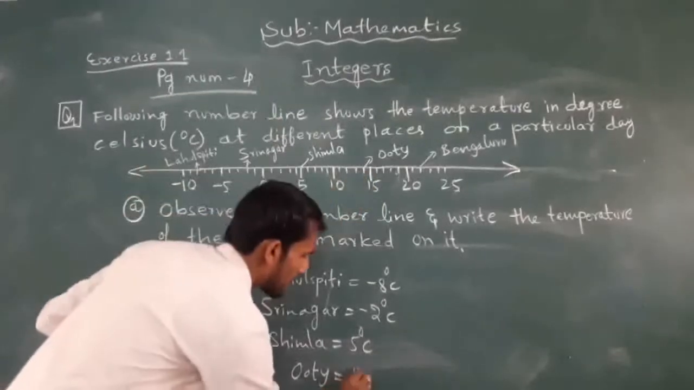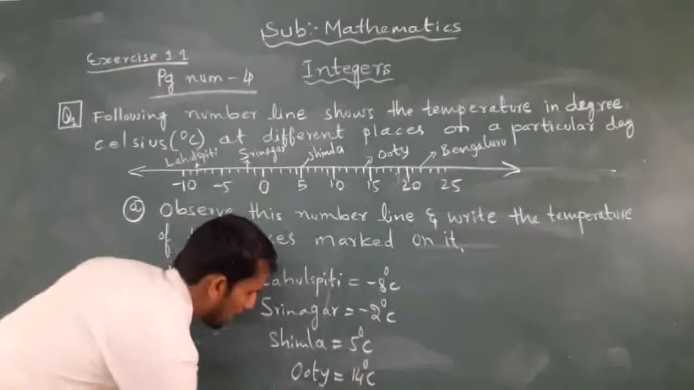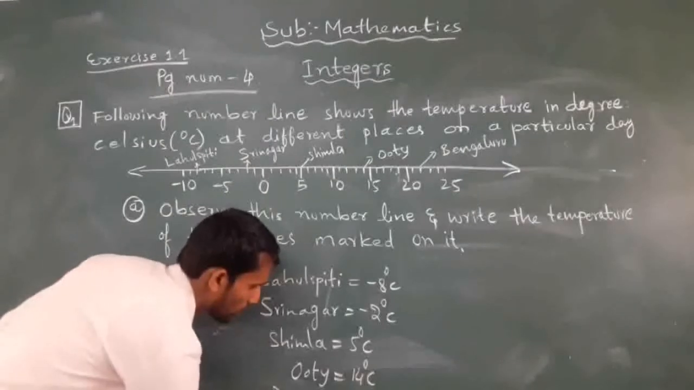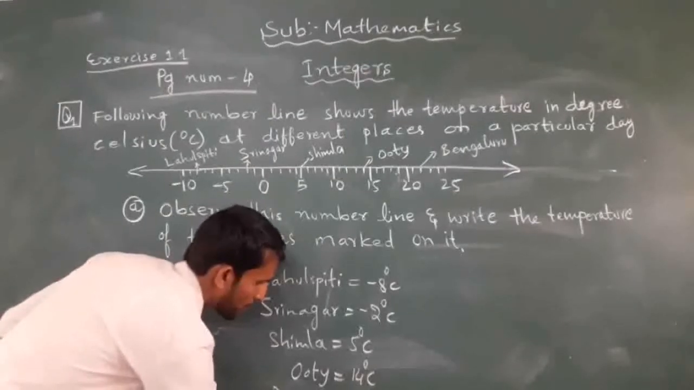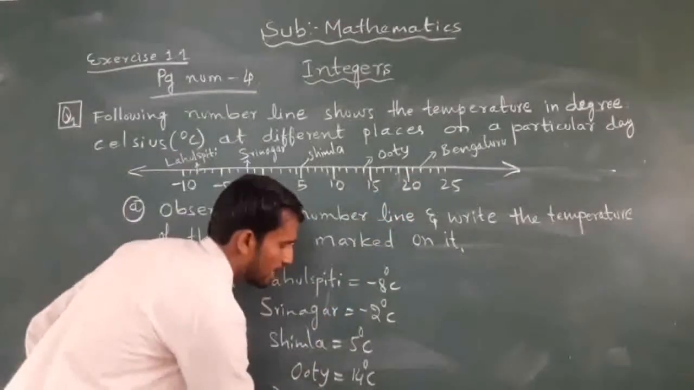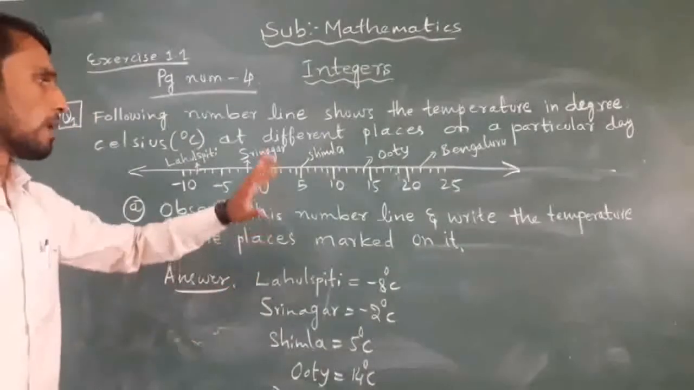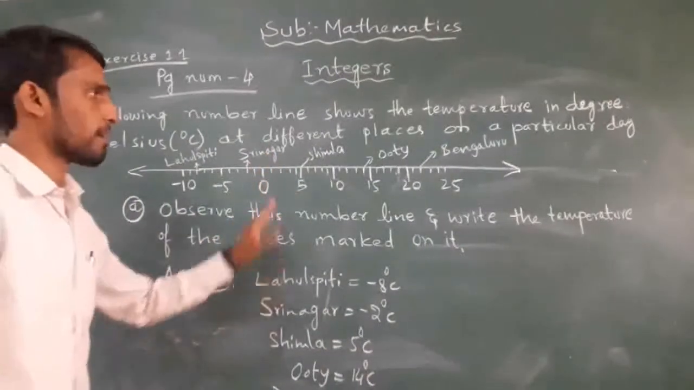Ooty, minus 14 degrees Celsius. Last one, Bangalore, that is 22 degrees Celsius. These are the temperatures at the places marked on the number line.